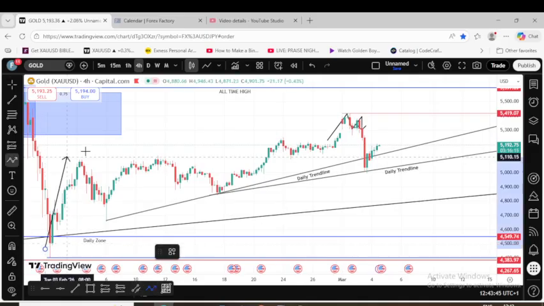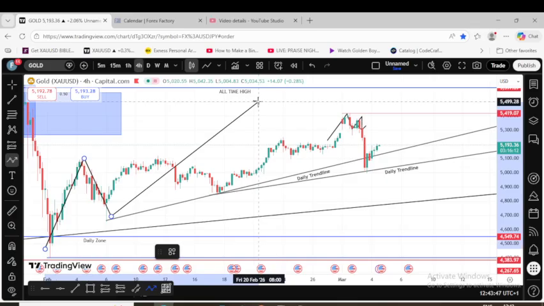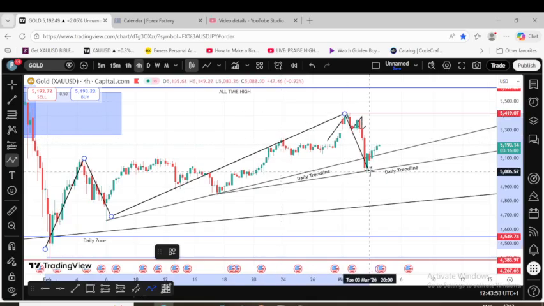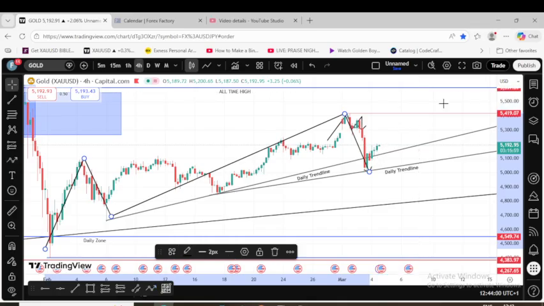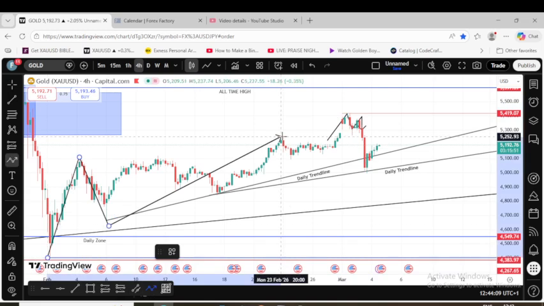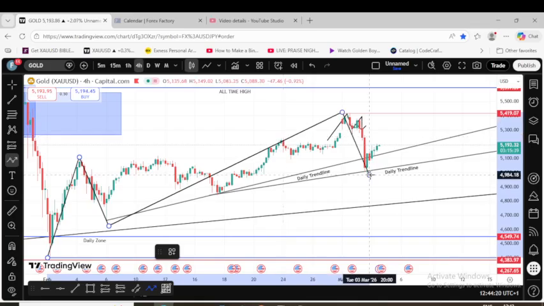From here we have impulsive, correctional, impulsive to here. Okay, there's an impulsive to here, followed by a correctional, followed by a new impulsive. Okay. I see. I have been looking for this. This is impulsive, correctional, impulsive, impulsive, correctional. Then we now have another impulsive.